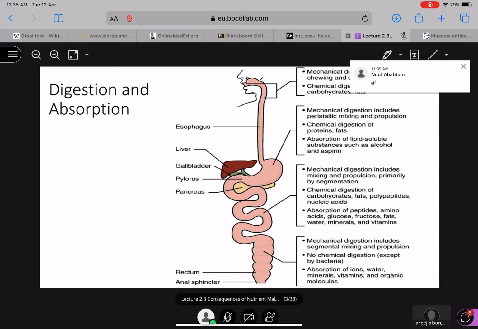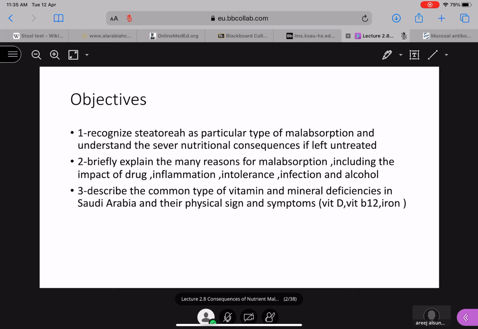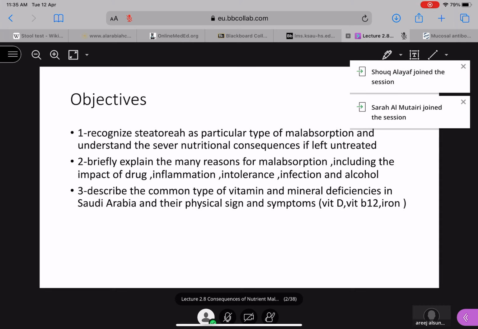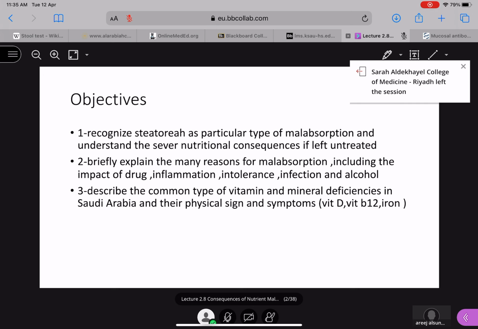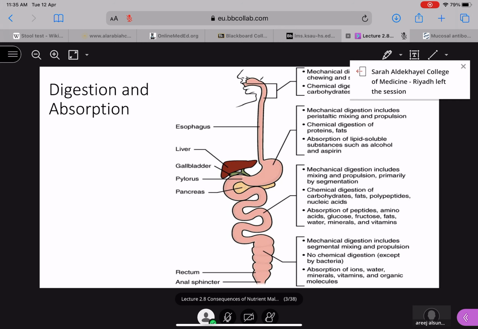Okay, good. So the objective of today's lecture is to recognize steatorrhea as a particular type of malabsorption and understand the severe nutritional consequences if left untreated. And we will briefly explain the reasons for malabsorption in macronutrients, including the impact of different causes. And finally, we will conclude by describing common vitamin and mineral deficiencies in Saudi Arabia. We will focus on vitamin D, B12, and iron as the most common types.